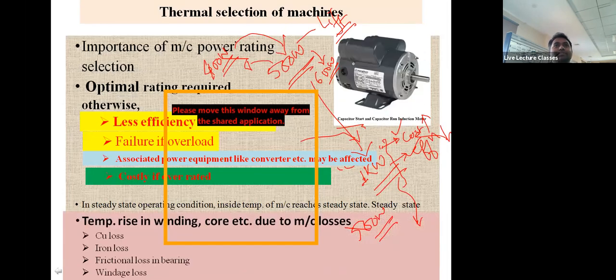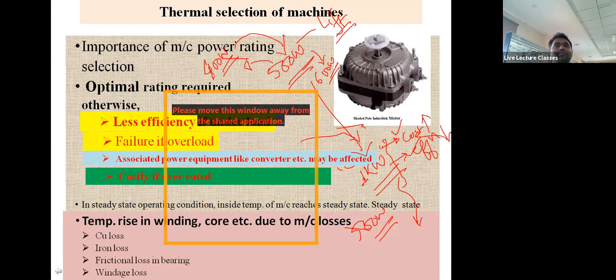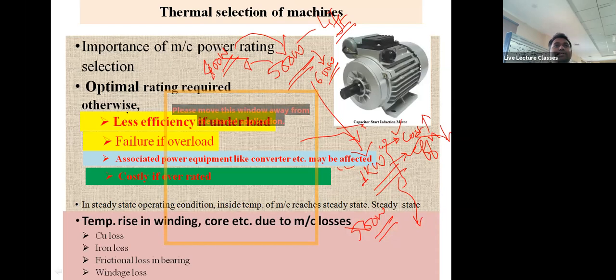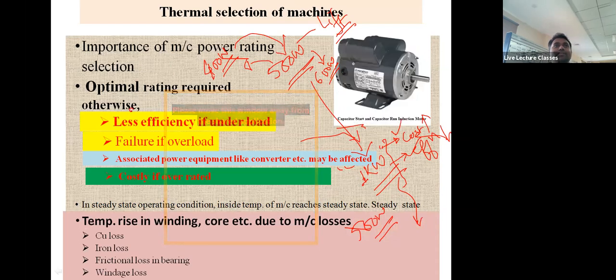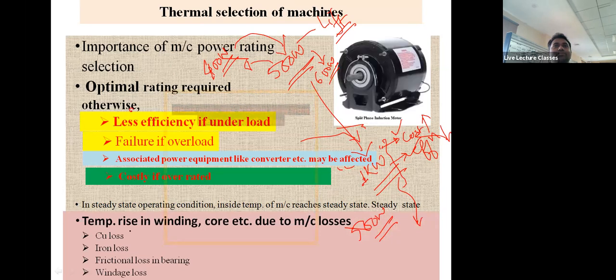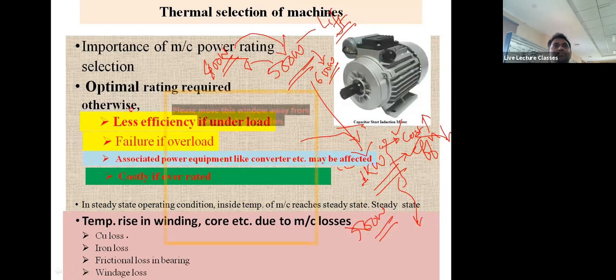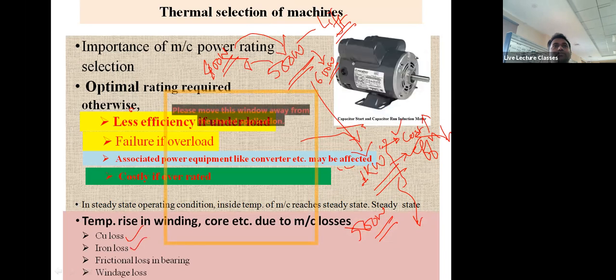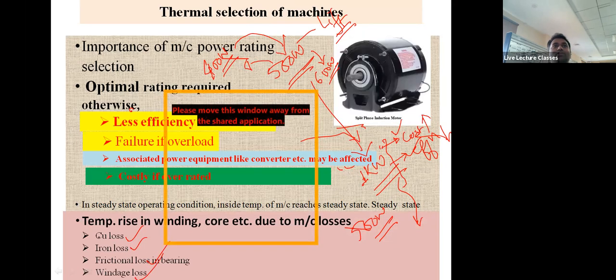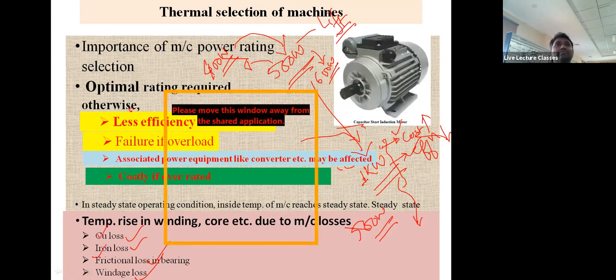So temperature rise in the winding and core is due to machine losses. If you are underrating the device, first of all, it may fail, right? And if you are overrating, the efficiency will go low. If the efficiency goes low, the copper loss, iron loss, frictional loss in bearing, windage loss, everything will increase, especially the copper loss and iron loss.